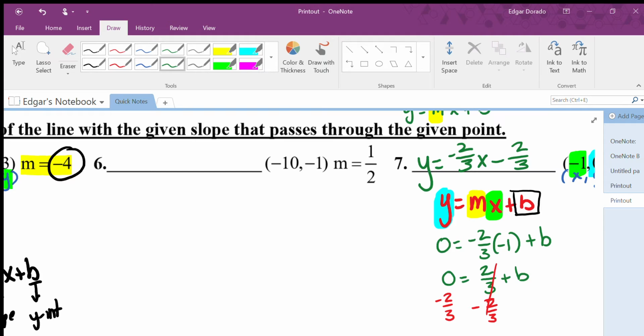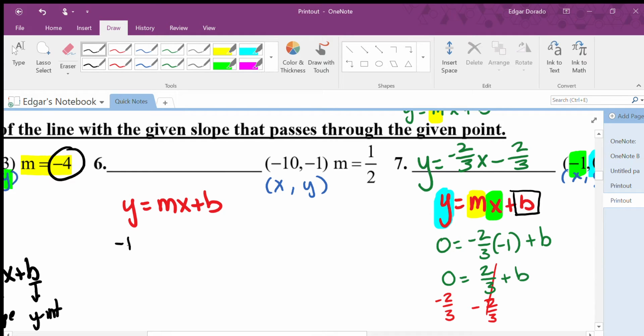Alright guys, so hopefully you had a chance to try out number 6, and once again I'm going to run through this really quick here because you should have already had a chance to try it out. I'm just going to go ahead and do the problem so you can check your answer. Okay, so all I'm doing right now is substituting in all the values.